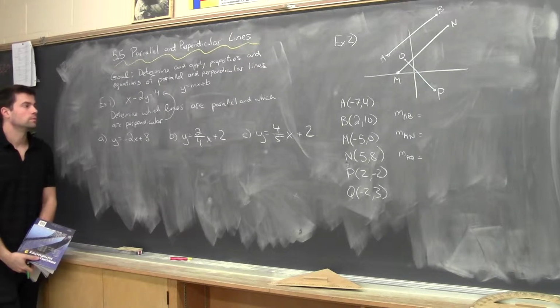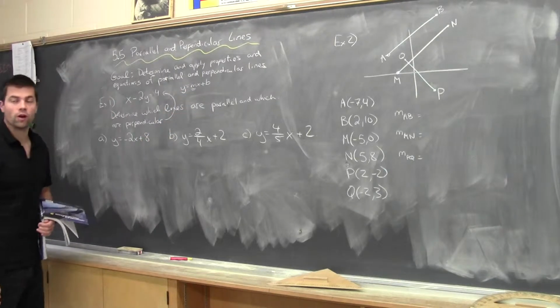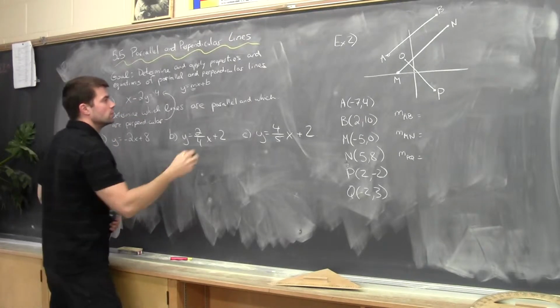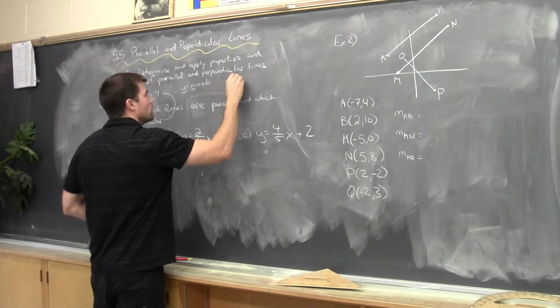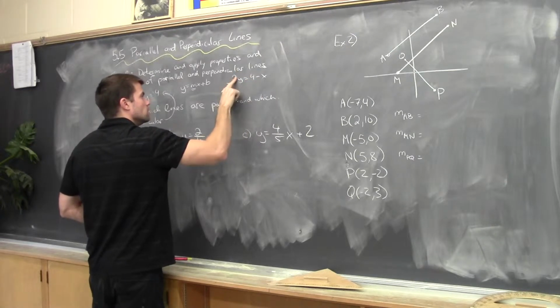To isolate for y, to see the slope, to see if they're parallel or not. Yeah, exactly. To see the slope. That's the real reason, right? So we want to see what the slope is. So we're gonna rearrange this equation. So doing that, I have negative 2y is equal to 4 minus x.